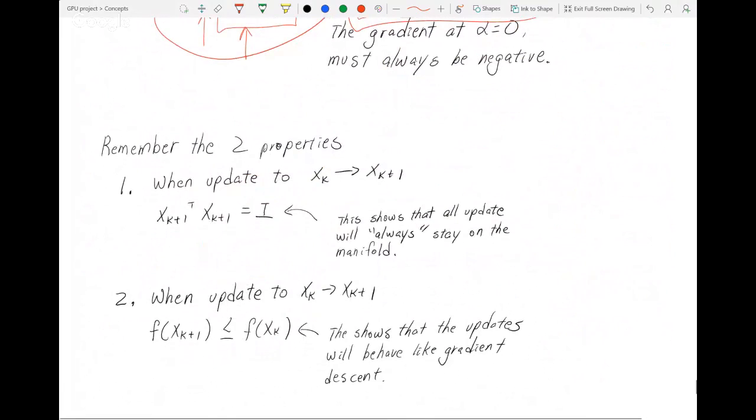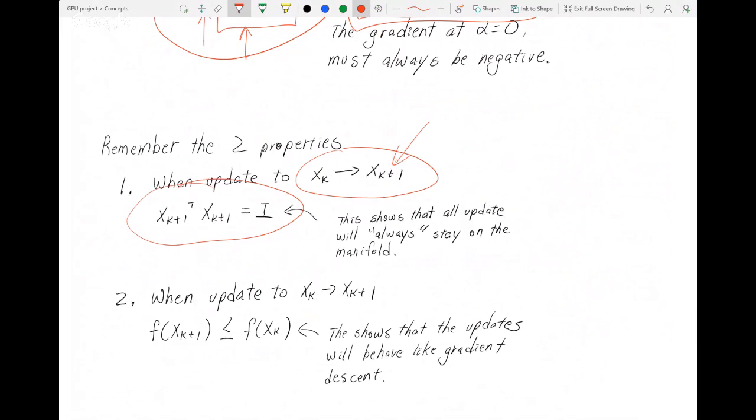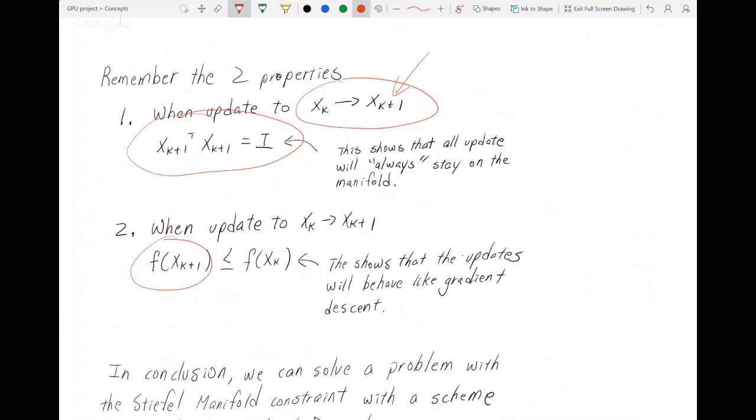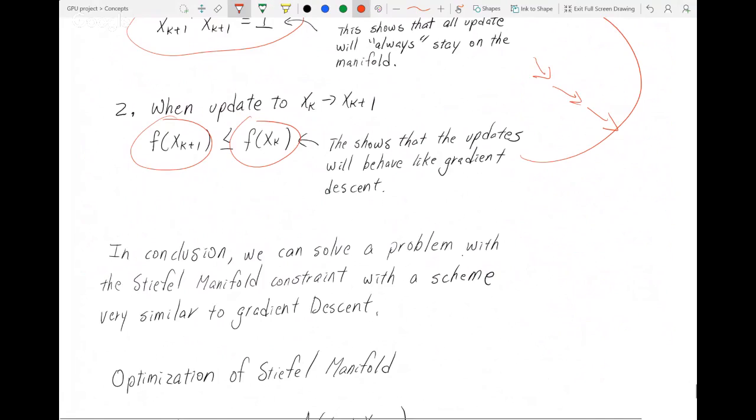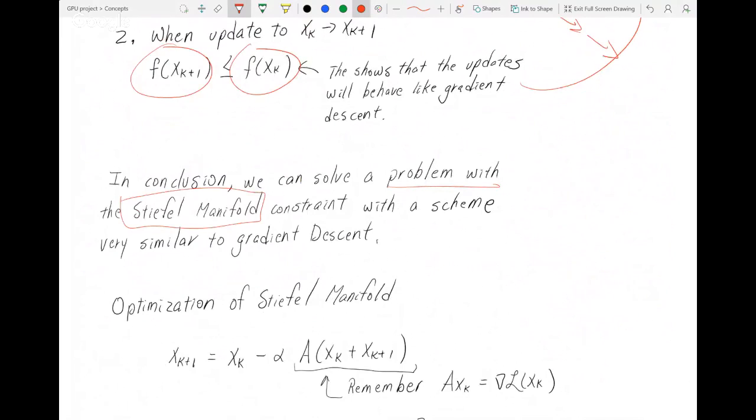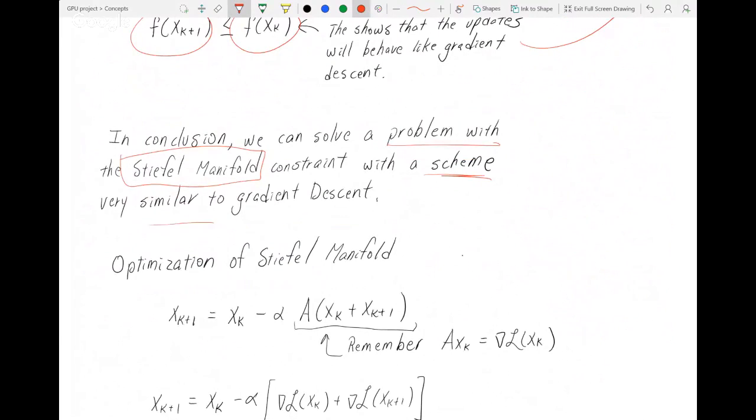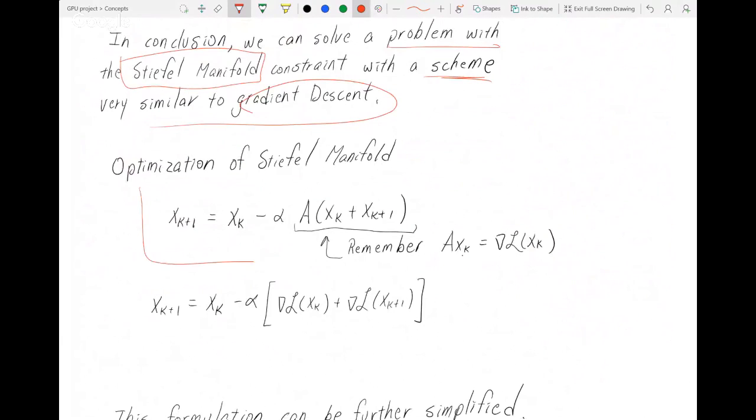So if you remember the 2 properties, the first, we showed that as you do an update, you go to a new location, and the new location still satisfies the Stiefel manifold. In the second one, we showed that as you do an update, every time you're going lower, lower, and lower, so it behaves very similar to gradient descent, while simultaneously staying on the manifold. In conclusion, we can solve a problem with a Stiefel manifold constraint with a scheme very similar to gradient descent, right? That's something like this.